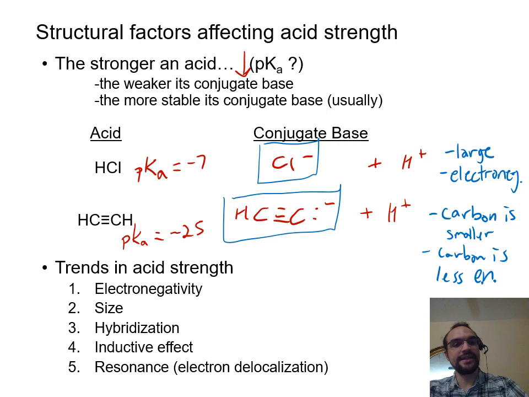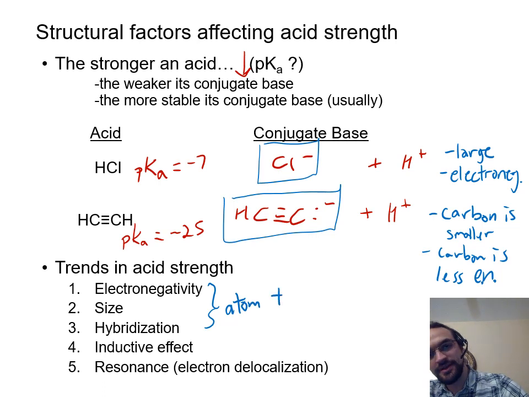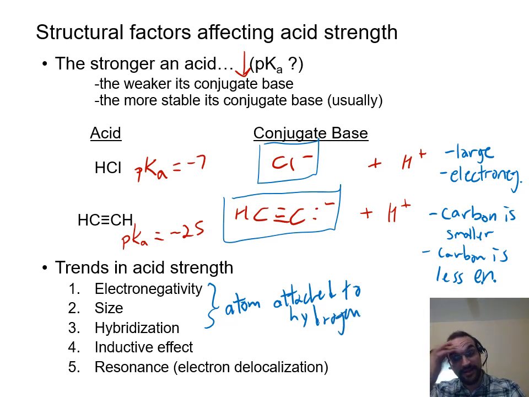And so these are all things we need to consider, these trends, when we're thinking about acid strength. Electronegativity and size, we just talked about those up there. These three, electronegativity, size, hybridization, relate to the atom attached to the hydrogen. Whereas the inductive effect and resonance, those are more global effects, so other features of the molecule.